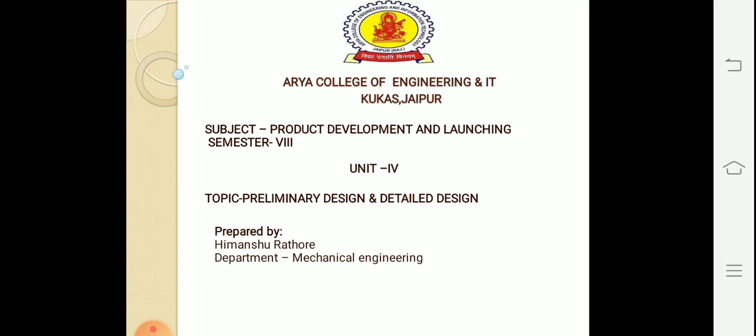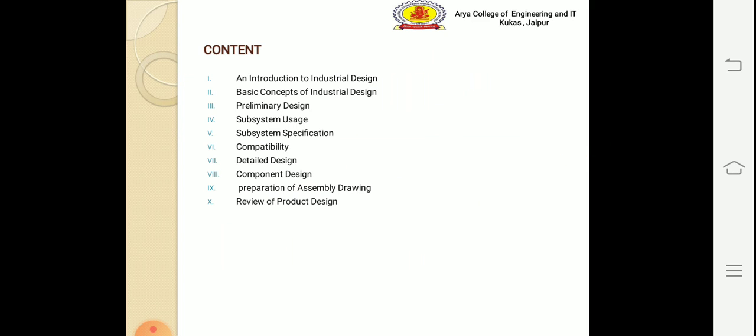Today we are going to discuss our topic, preliminary design and detailed design, from the subject Product Development and Launching. The contents of this topic are an introduction to industrial design, basic concept of industrial design, preliminary design, subsystem usage, subsystem specification, compatibility, detailed design, component design, preparation of assembly drawing, and review of product design. These are all the contents of this topic.